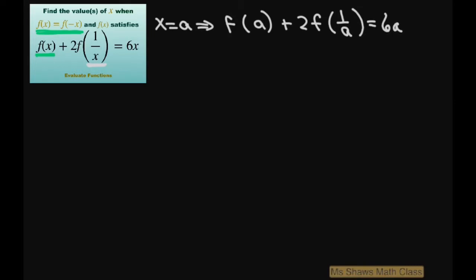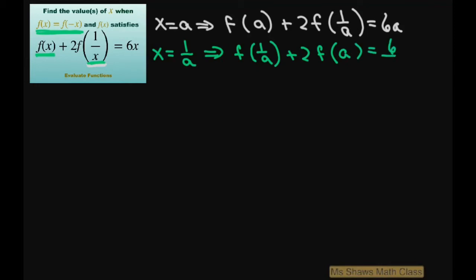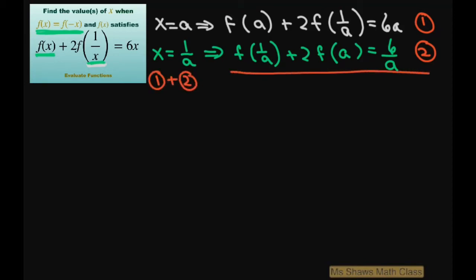And then you look at this one and let x equal 1 divided by a. That way you'll get f of 1 divided by a plus 2 times f of 1 divided by 1 divided by a, which is just a, equals 6 divided by a. Now I'm going to call this equation 1 and this equation 2. What we're going to do is add 1 plus 2. Basically, let's add these two first.